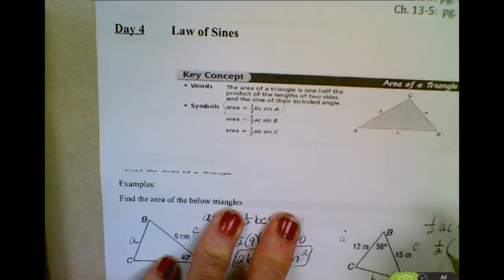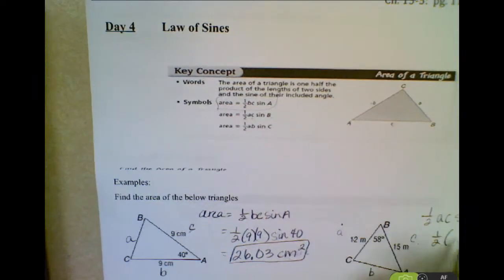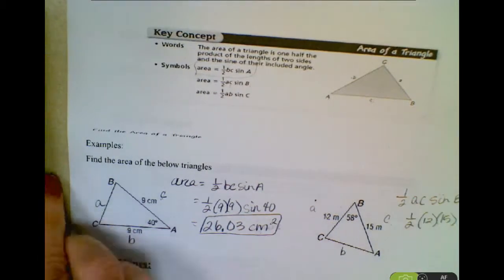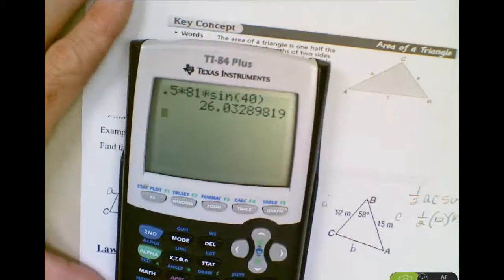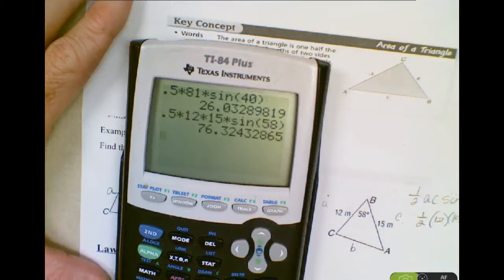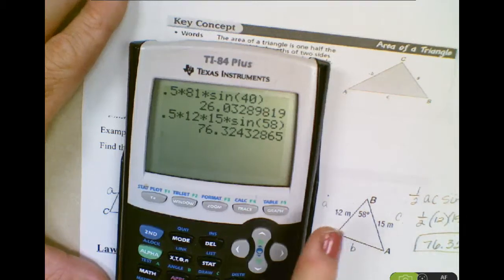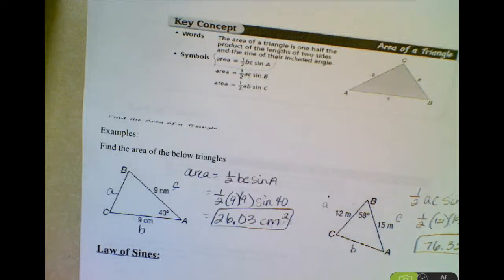So that'd be 1/2. You can go ahead and multiply these two together. It'd be 12 times 15 times the sine of 58. So when we go ahead and do that in our calculator, we will get 0.5 times 12 times 15 times sine of 58, close parentheses, and you will get 76.32 meters squared. Okay. All right, so that's a way to find area of a triangle when you don't have that height that you need in the middle.